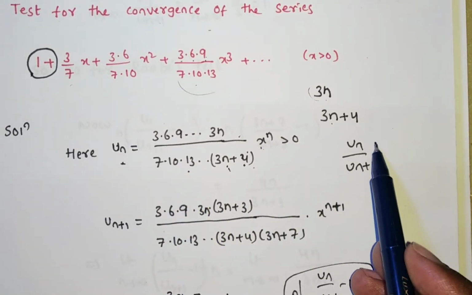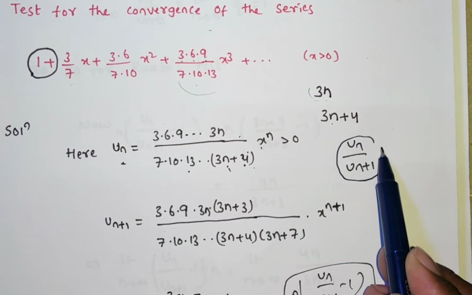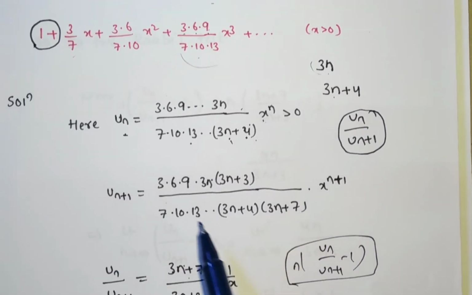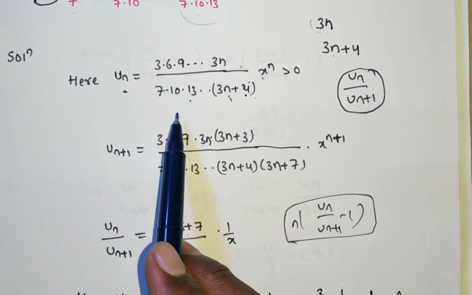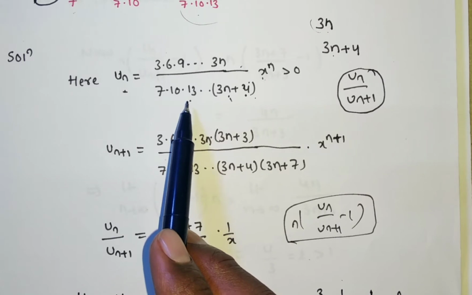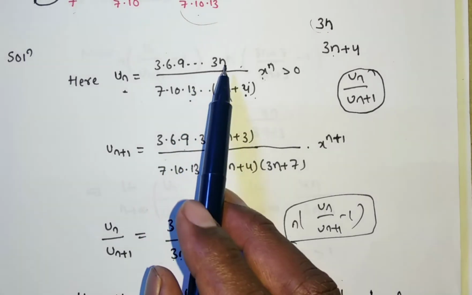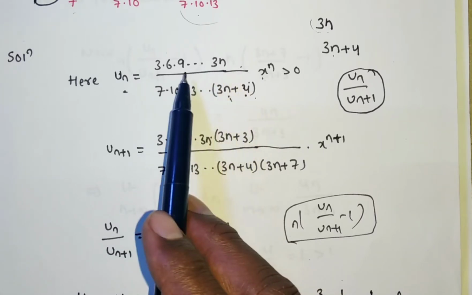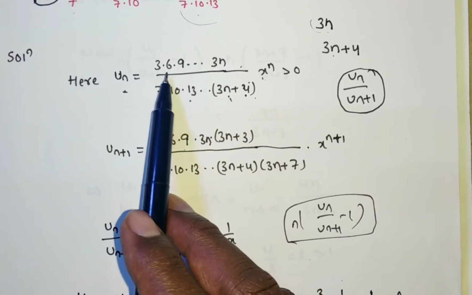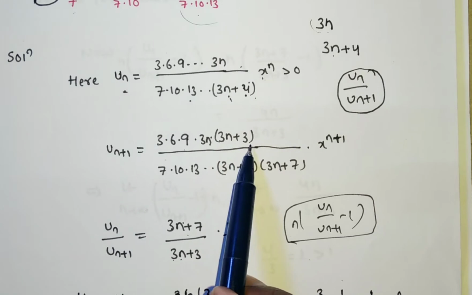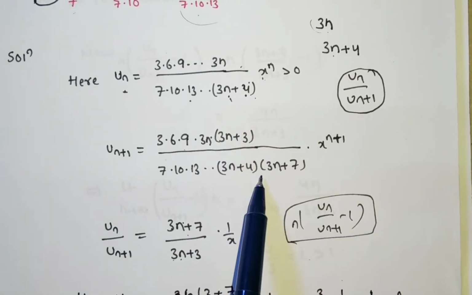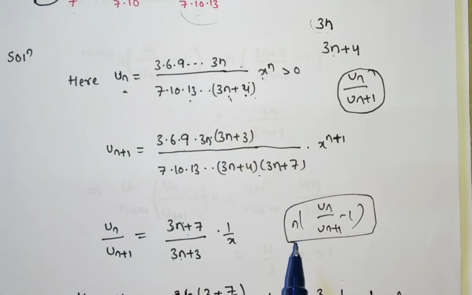In the ratio test, you are required to find the limit of un by un plus 1. So I want un plus 1. Earlier we discussed this is a repeated series form, so this contains the nth term also. So 3 into 6 into 9, so on up to 3n. What is the next term? How will you write the next term? The common difference is 3, so add 3 for this, and for this also add 3. Then you will have 3n plus 3 in the numerator and 3n plus 7 in the denominator.